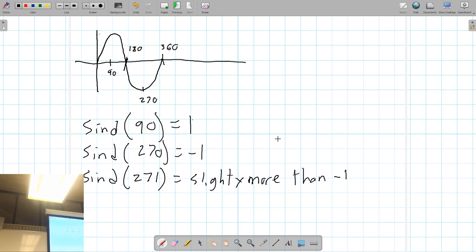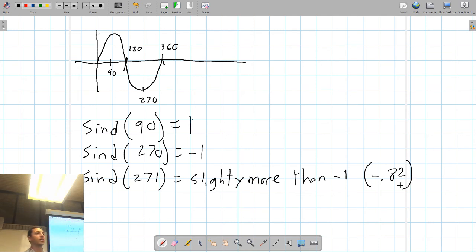We can do this right now, can't we? Let's find out. What is the sine of 271? Sine of 270 times pi divided by 180, 0.82. Who knew? There you go.